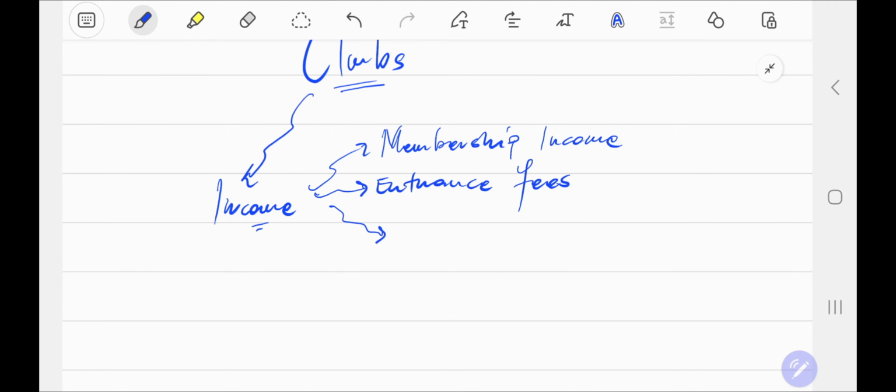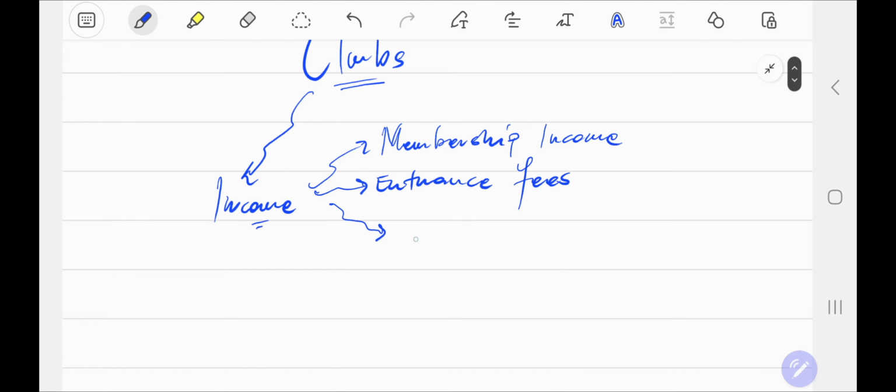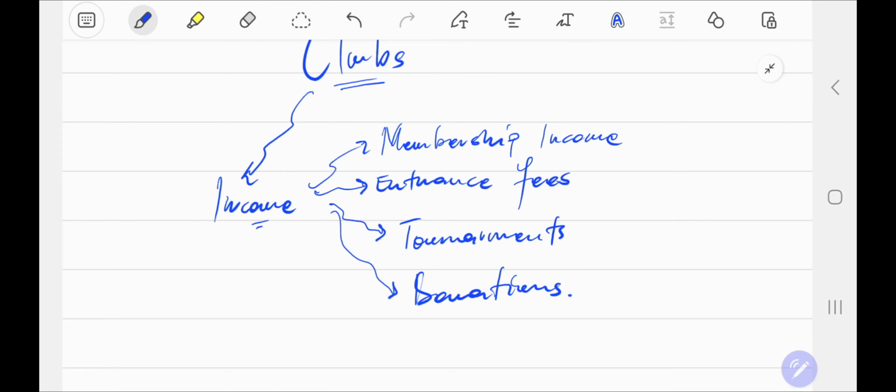And then it can generate income by raising funds. They can host things like tournaments, and also they can raise income by asking for donations. So these are some of the sources of income for a club, and the account that I'm going to focus on is the receivables for membership fees account, which is very, very important when you are doing accounting for clubs.